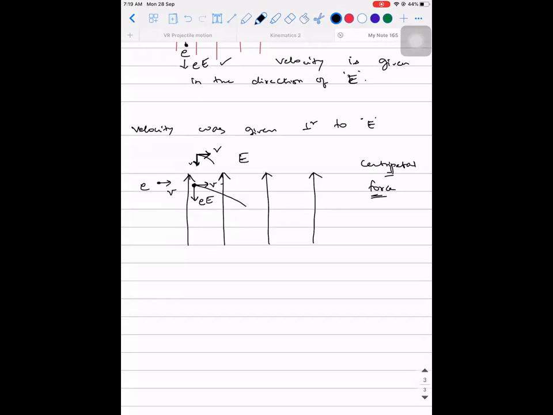So this deviation, if you observe, what particular shape does it take? It takes the shape of a parabola. Have this point in your mind. Whenever a particle is projected perpendicular to the electric field, it will travel in a parabolic path. If I replace this electric field with magnetic field, what would have happened?